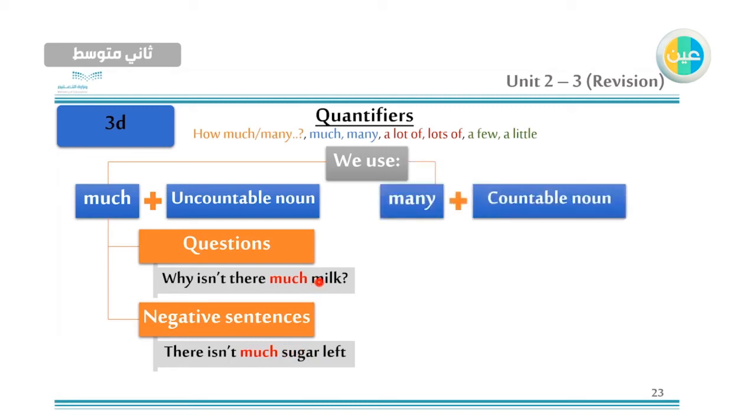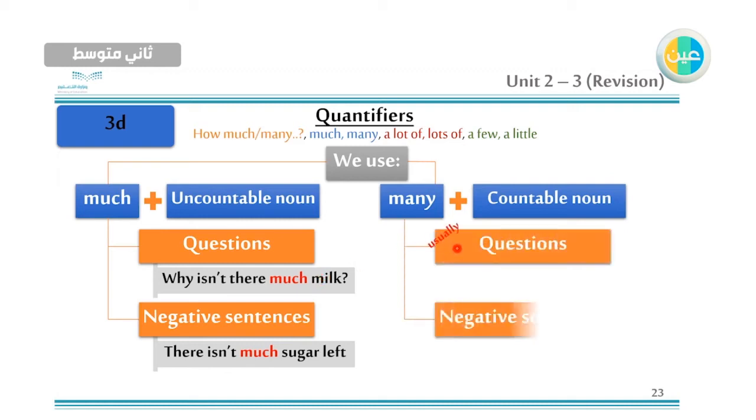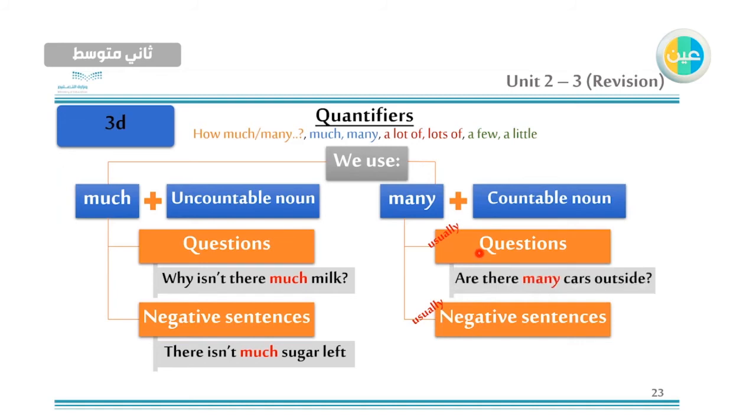And we use many with countable nouns, and usually we use it with questions, not all the time, and negative sentences as well, but not all the time. So here's an example of how to ask a question using many. Are there many cars outside? And a negative sentence: there aren't many pens in the box.